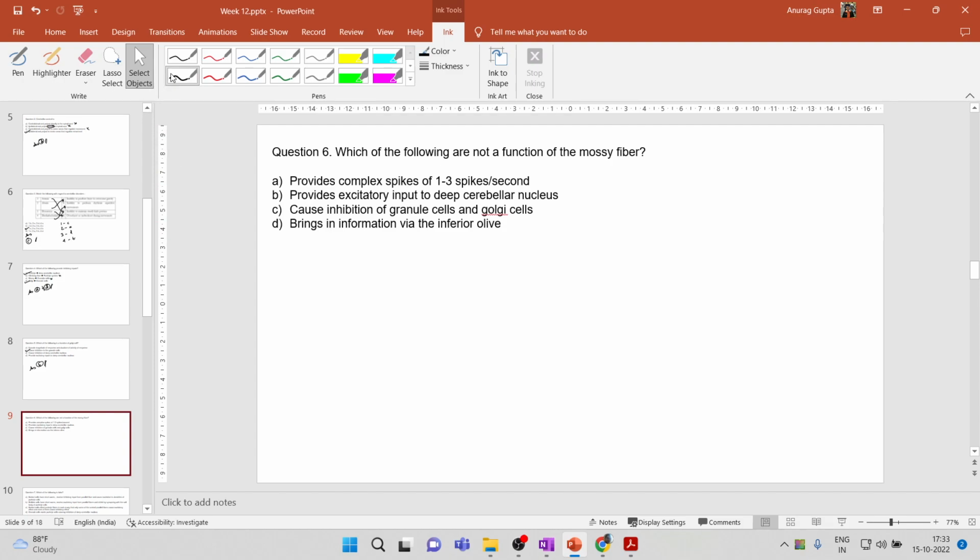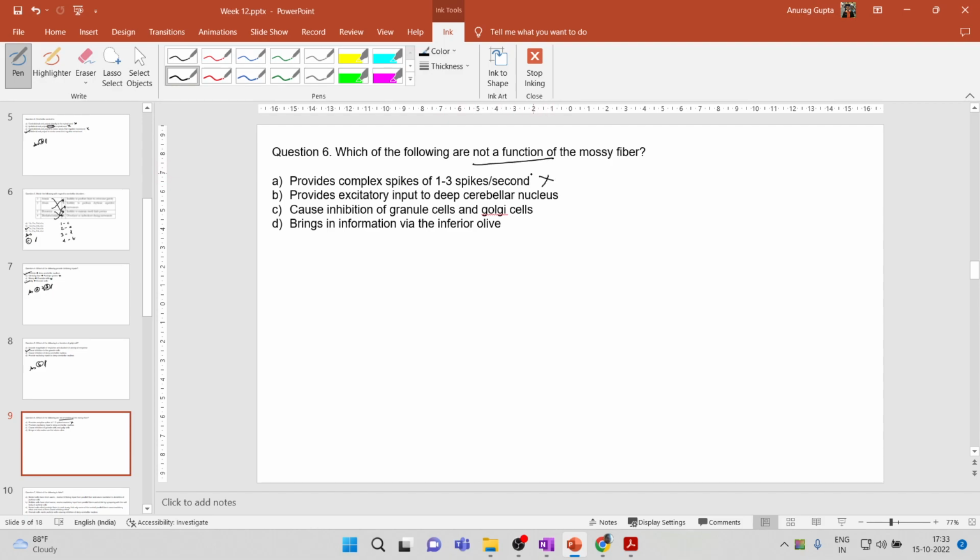So it provides complex spikes of 1 to 3 per second. This is actually the case of the climbing fibers, where the climbing fibers provide complex spikes of 1 to 3 per second in the Purkinje cells. So this is not the correct answer. This is not a function of the mossy fiber, right?